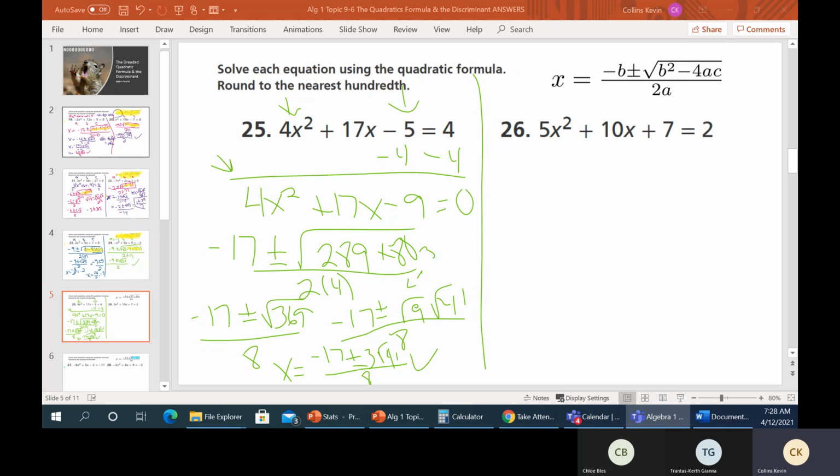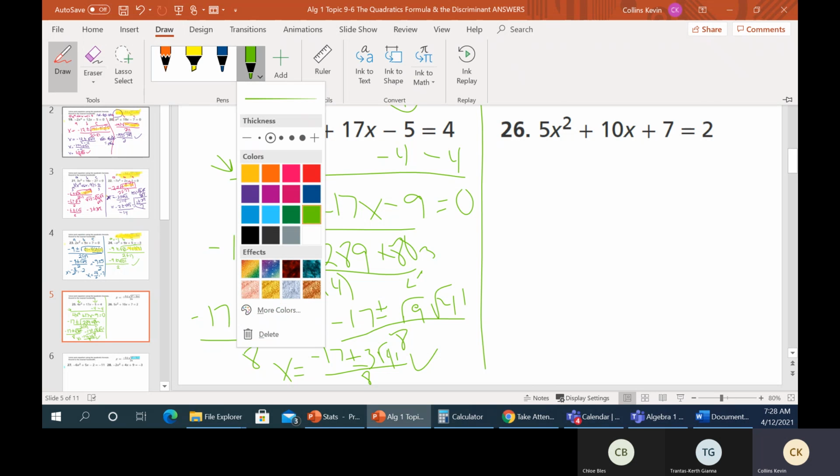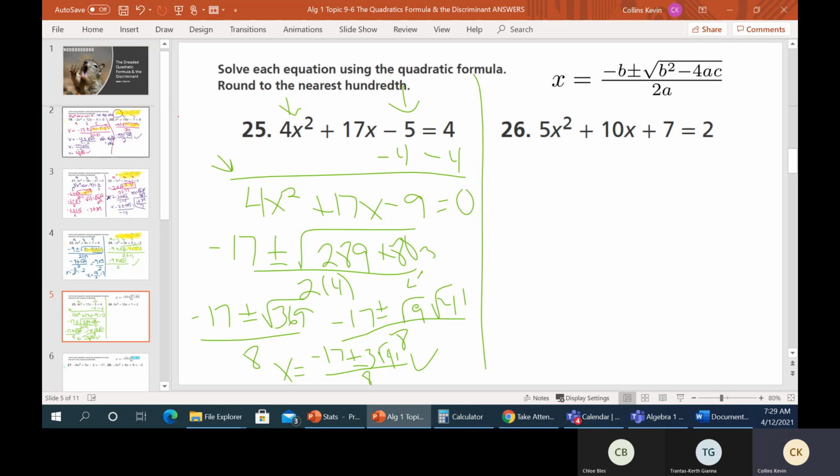All right, so let's do another one here, since we got it staring us in the face anyhow. Let's go ahead and switch up colors just for the heck of it. So again, this will be A, 5, B, 10, C, 7.